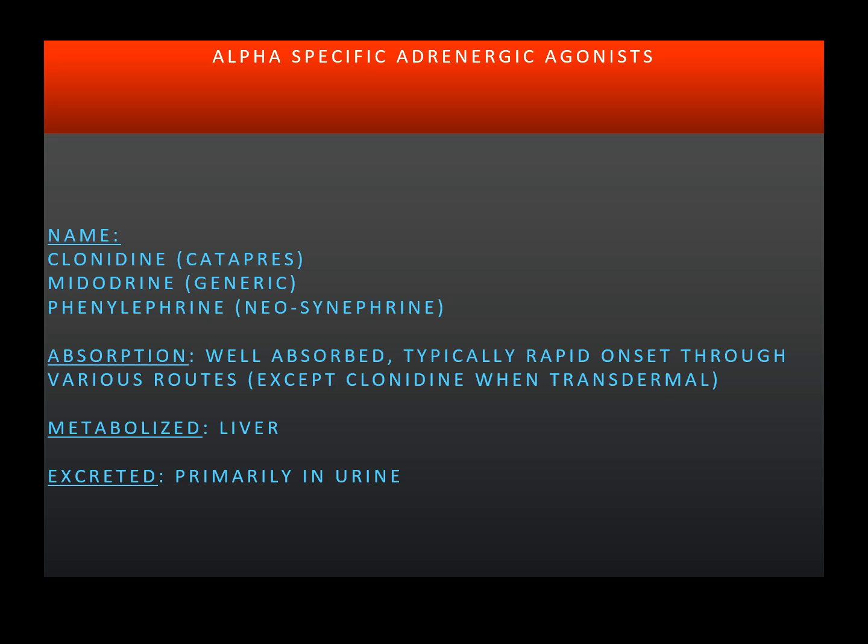Okay, so here we have a list of clonidine. That's also referred to as Catapres. Midodrine, there's no other name for midodrine. And then phenylephrine, also called Neo-Synephrine. These are going to be some alpha-specific adrenergic agonists. How are they absorbed? Pretty well. They have a rapid onset. That also means they typically have a short life except for clonidine. Clonidine is often given to patients in an outpatient setting through a patch, and it can have a prolonged effect. It's metabolized in the liver and they're excreted in the urine.